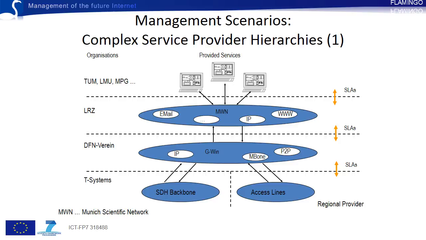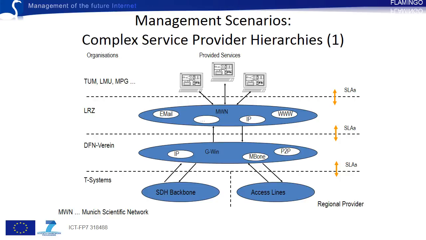The first slide explains the service provider hierarchy from the provided services by research organizations like Max Planck Institute or other institutes from Munich to the internet. In the first step, the organizations provide services to the Munich scientific network. The providing of these services to the Munich scientific network is guarded by specified service level agreements, which build the interface between the services and the business. There the provider guaranteed the accessibility of the services.